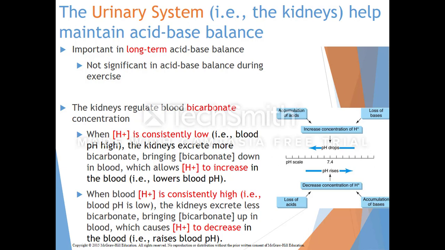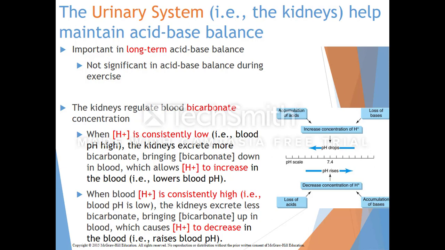The second body system that you should be familiar with for its ability to help maintain acid-base balance is the urinary system. It's important to keep in mind that this is not a system that's going to have a very quick effect on acid-base balance, and because of that, it's not really a big player in maintaining acid-base balance during exercise. However, it's still worth being familiar with for the purposes of understanding general human physiology. So how does the urinary system help with acid-base balance?